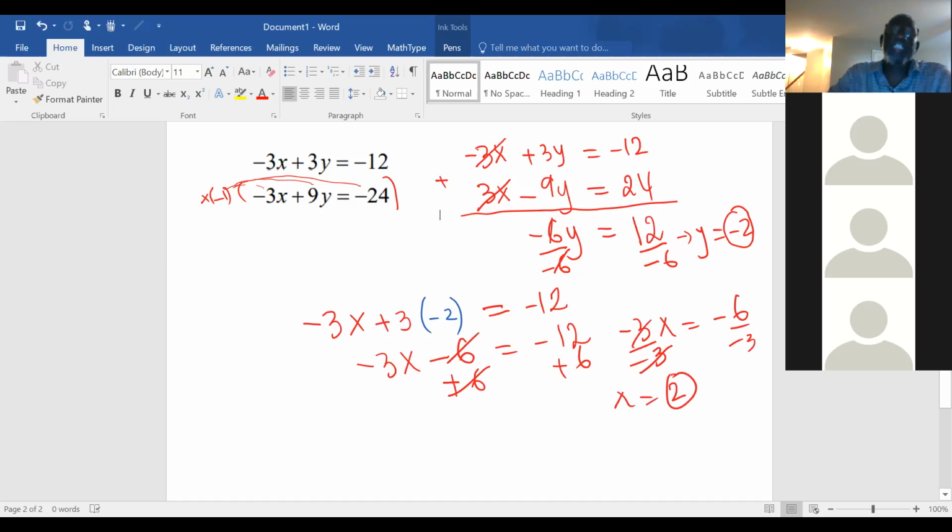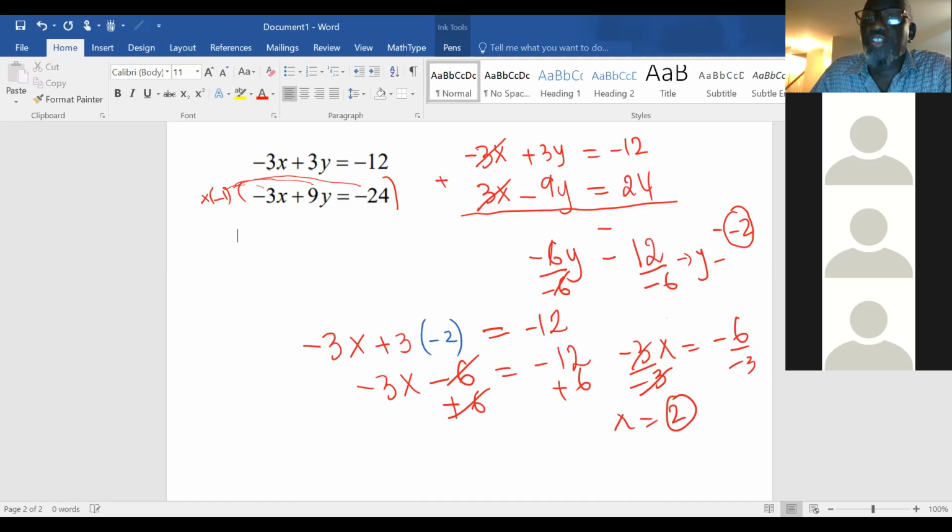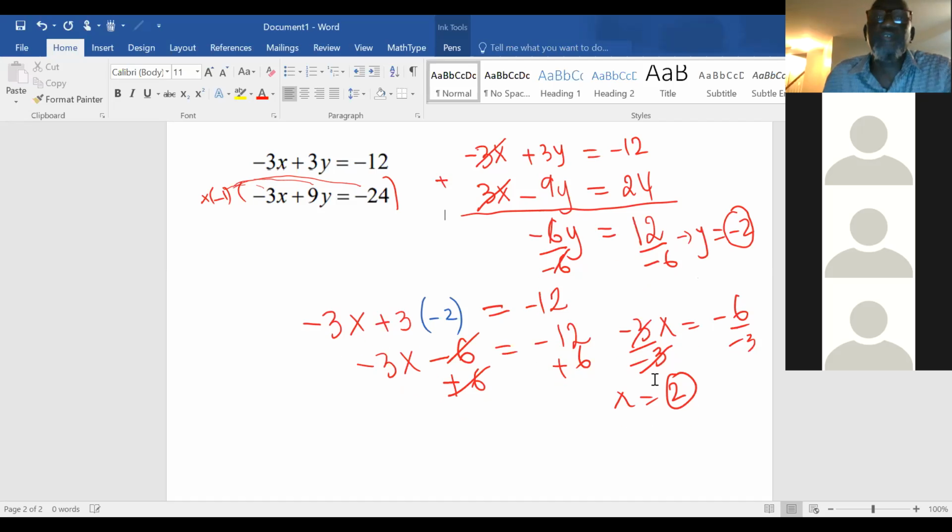Thank you very much to all of you. You see, this system right here was almost ready to be added, but not quite yet. So you have to multiply by negative 1. But every time you decide to multiply by any number, you have to multiply all the terms by that number.